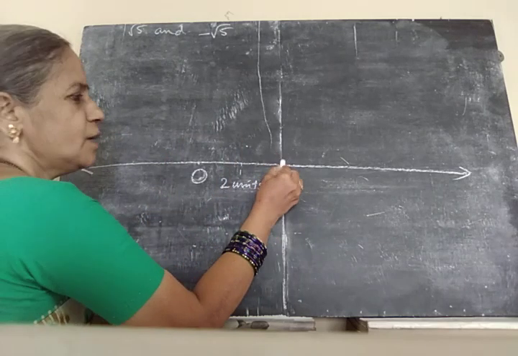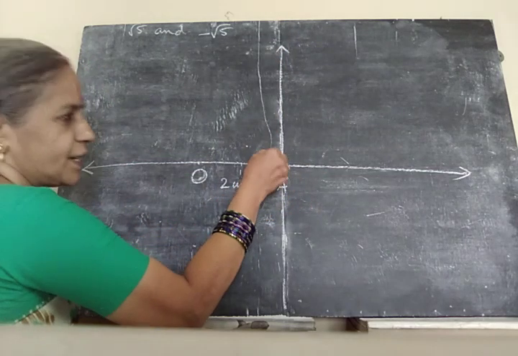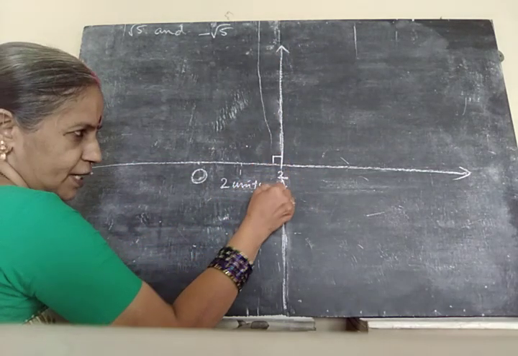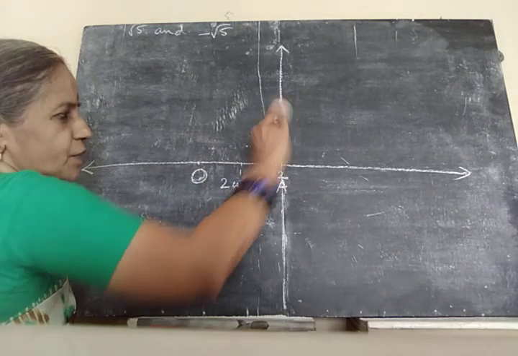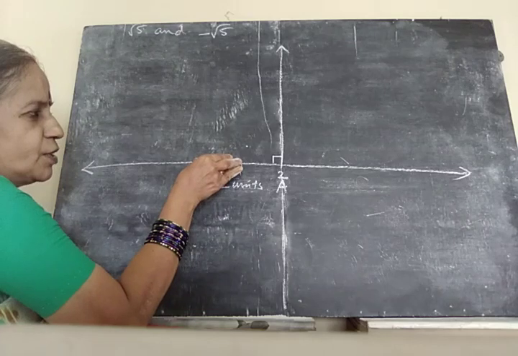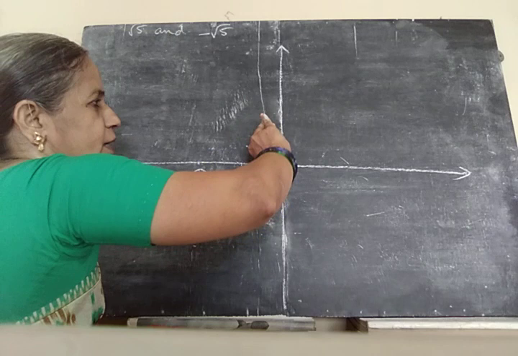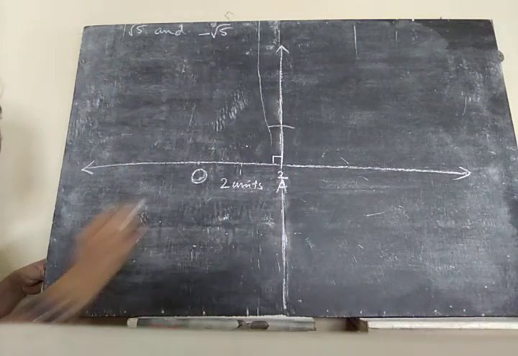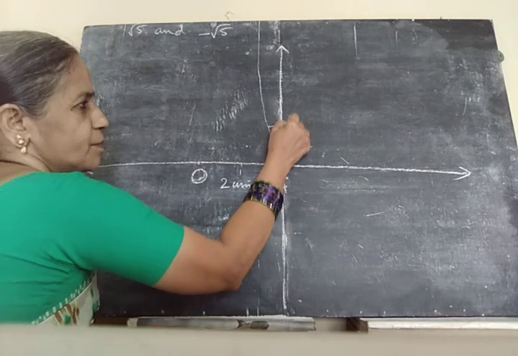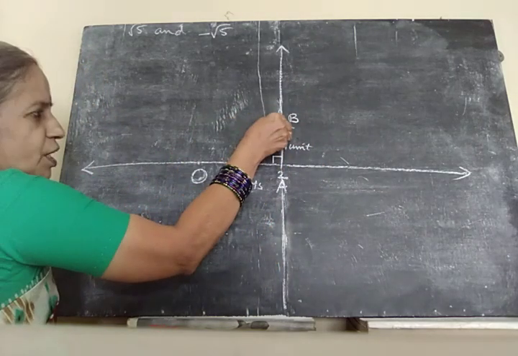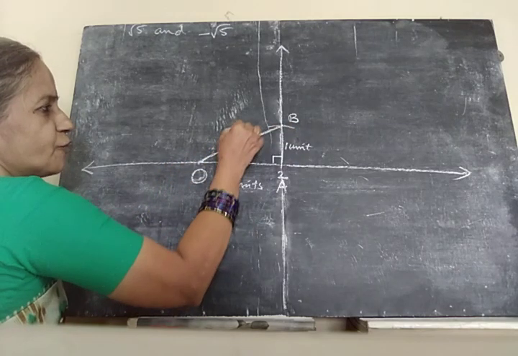And now as usual, draw a perpendicular to the number line at the position A. Okay, now here 2 units, and here you have to take only 1 unit. See, measure this 1 unit, that much you have to take and cut the ray with 1 unit radius. Let this be point B. Now join OB. We will get root 5.